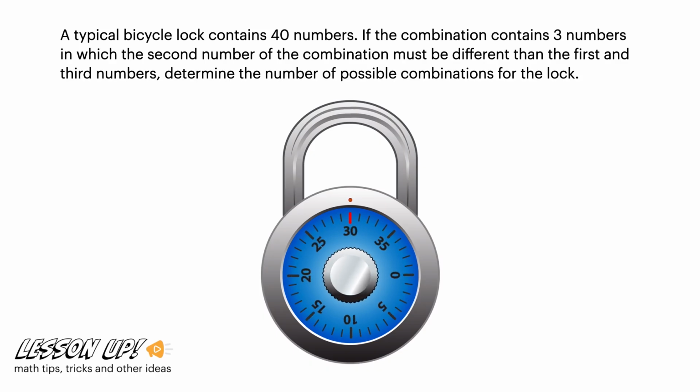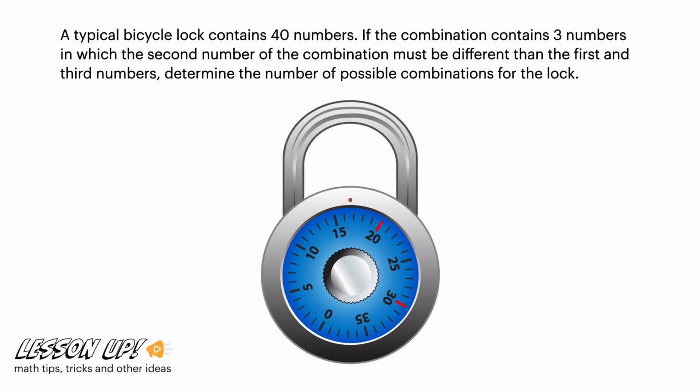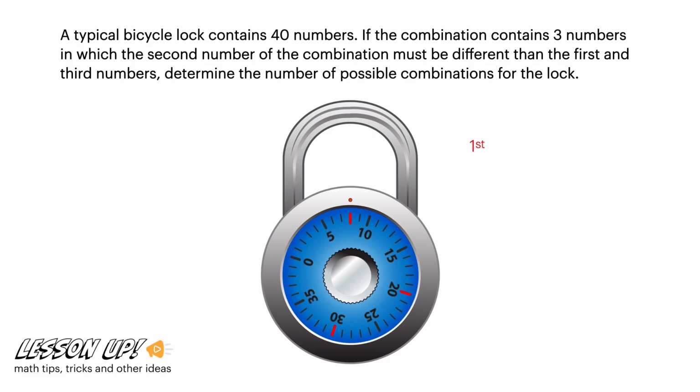30, 20, and 8. Now, according to their logic, students determine that there are 40 numbers that can make up the first number of the sequence. In this example, we use the number 30. And since the second number must be different than the first, they determine that there are 39 numbers left to make up the second number. Again, in this example, we use the number 20. And because the second number must be different than the third number, they determine that there are 38 numbers left for the last number of the sequence, in which we use the number 8.